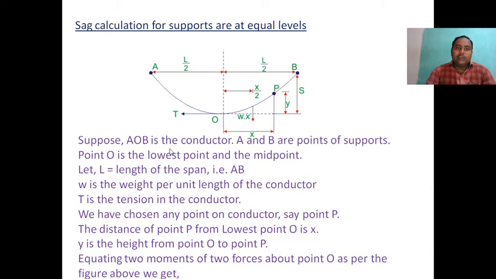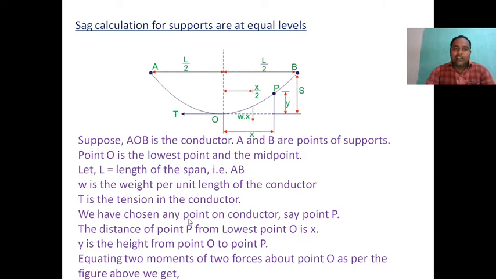Suppose AOB is the conductor, and A and B are the points of support. Point O is the lowest point and also the midpoint of the conductor. Let L be the length of span, W the weight per unit length of the conductor, and T the tension in the conductor.